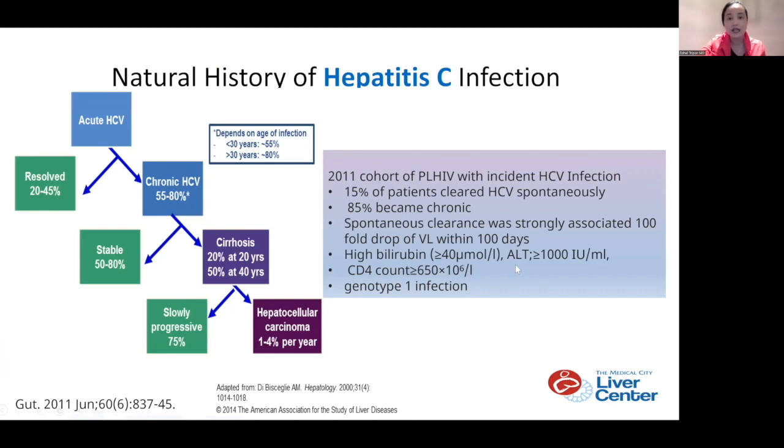But in HIV, you see this rate of clearing hepatitis C spontaneously drop. So you see that in general, here on our left side, after you're infected with acute hepatitis C, 20 to 45% can resolve spontaneously. However, in the setting of HIV, only 15% in this cohort clear their hepatitis C virus spontaneously, and 85% of patients became chronic. This risk of becoming chronic actually worsens in patients who have a lower drop in their viral load within the first 3 months of being infected with hepatitis C, and if their CD4 counts are lower.